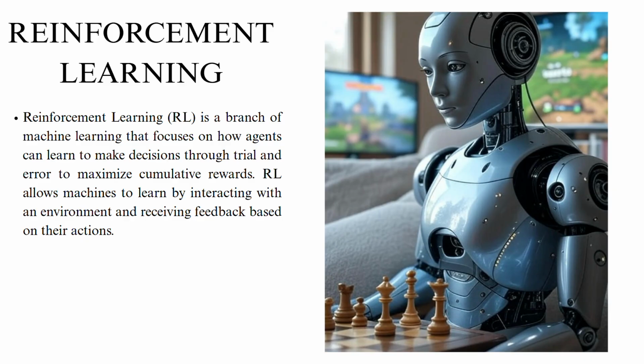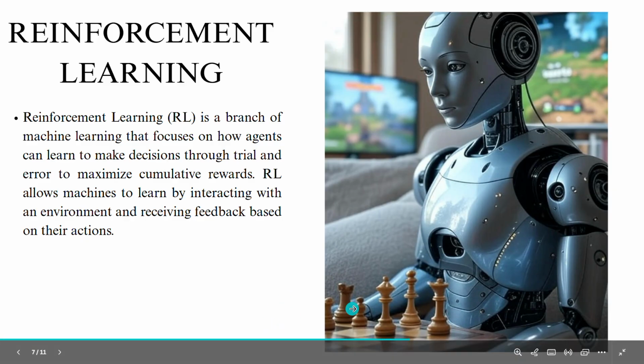Over time, the robot figures out what moves are good and what moves are bad. It learns strategies by trying, failing, and slowly improving, just like you do when you keep practicing. That is reinforcement learning: learning by doing, improving through feedback. Those are the three types of machine learning.